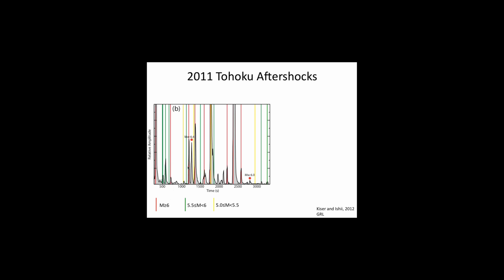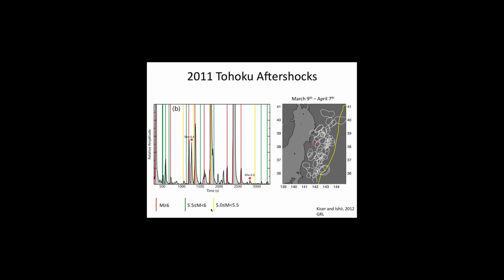What's being plotted with the vertical lines are events that are in the JMA catalog, and they're being colored by their magnitude. So red is events greater than or equal to 6, green between 5.5 and 6, and yellow between 5 and 5.5. So you can see, especially for the larger events, typically where there is a peak in our back projection result, there is also an event in the JMA catalog.